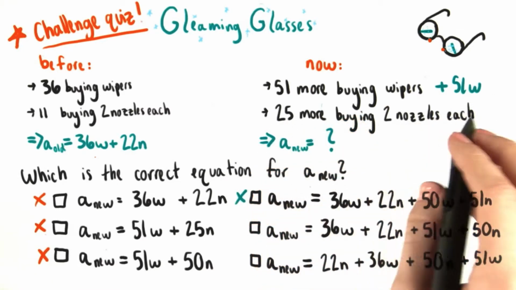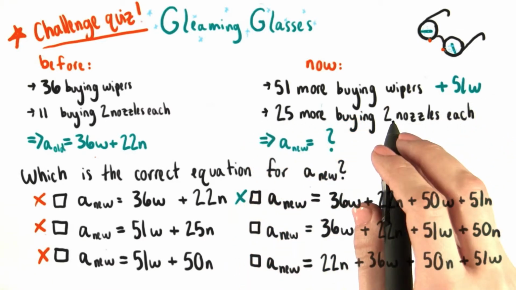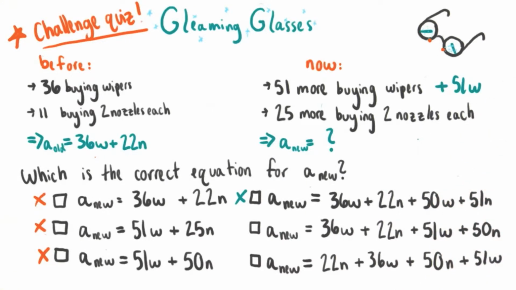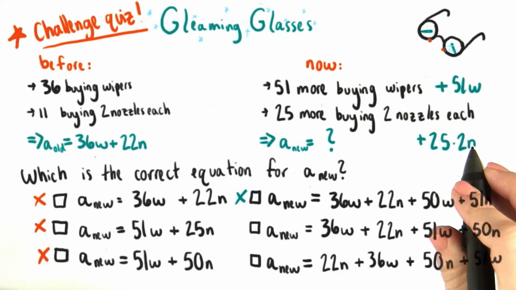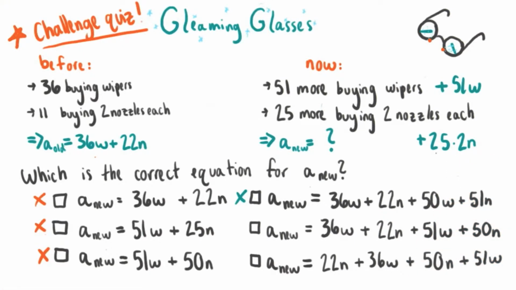Then the money he'll earn from these 25 extra people buying 2 nozzles each is going to be equal to 25 times 2N, since N is the price per nozzle and they each buy 2. If we simplify 25 times 2N, we actually get 50N. So we also need to have 50N in our answer.